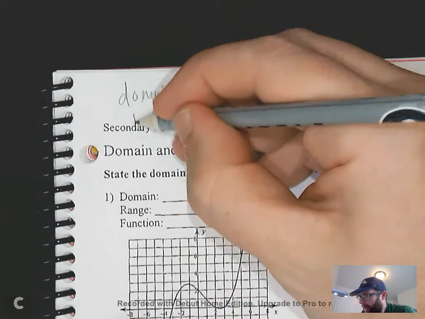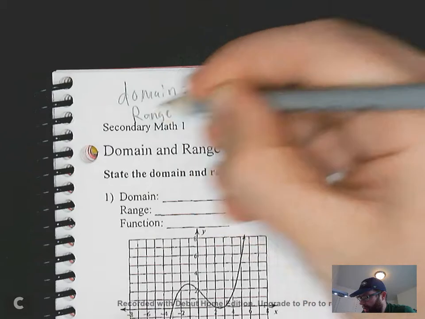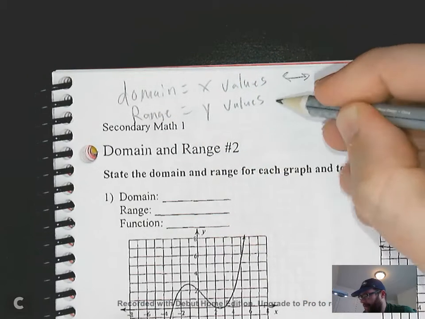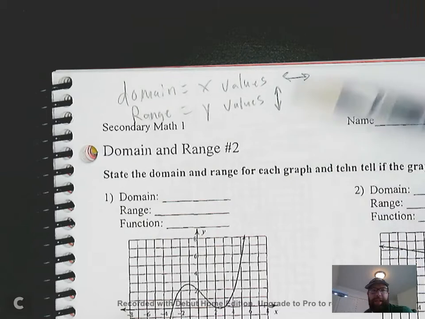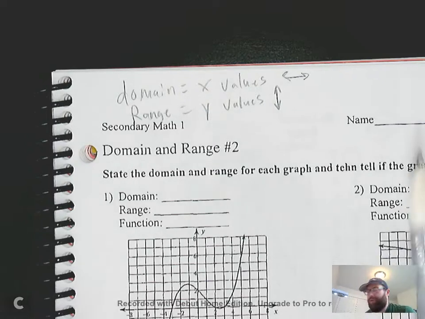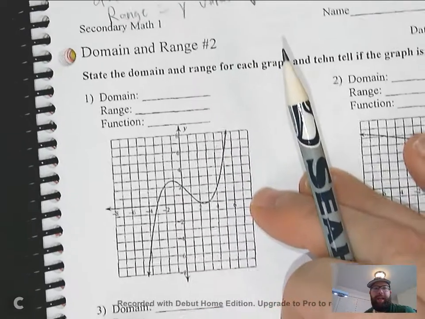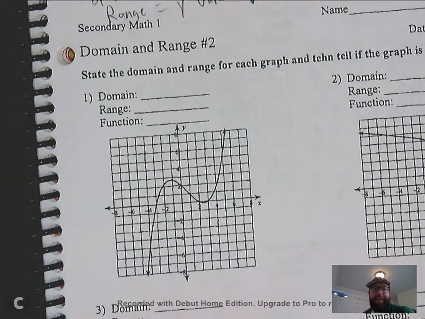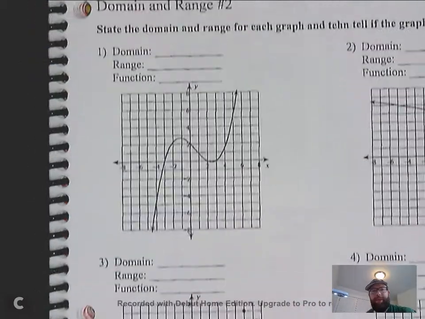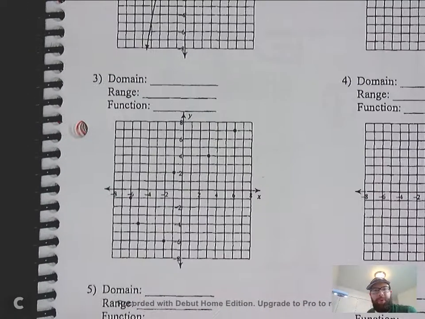Okay? And range is all your y values. So that's what's happening vertically, up and down. So today we're going to have a graph, and it's going to ask us to figure out what the domain and range are. Last time, when we had a set of ordered pairs, we had to set up each x and y value separately. So for example, we'll look at this one first.